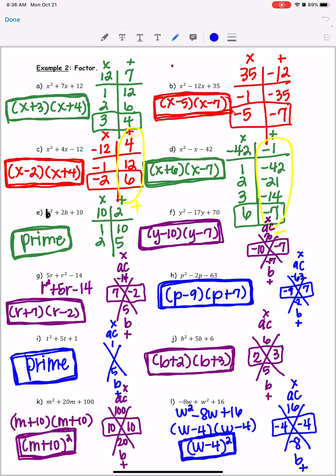Now, these do have a special name. These are called your, let's see if I can fit it here, your perfect square trinomials. Couldn't really fit that in, but perfect square trinomial.